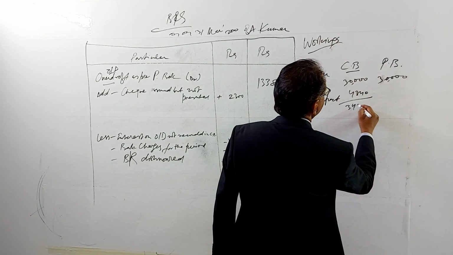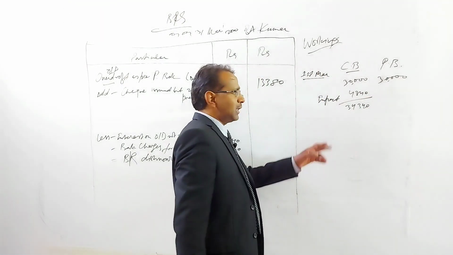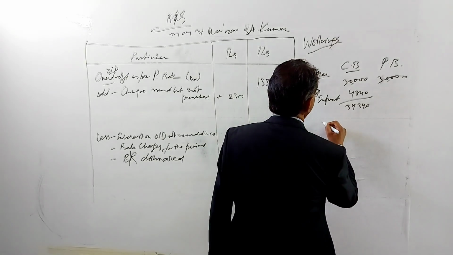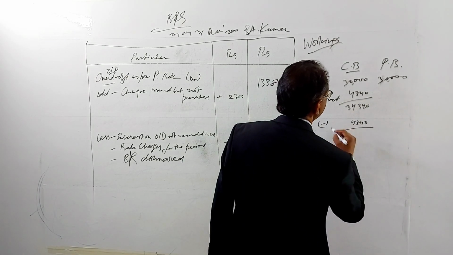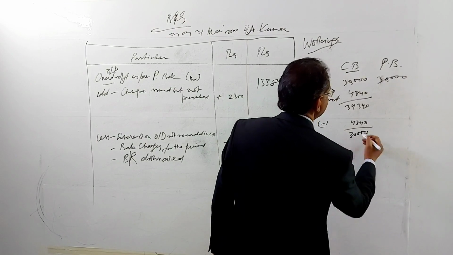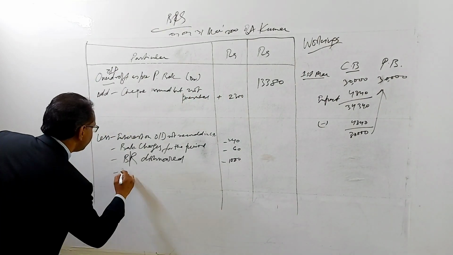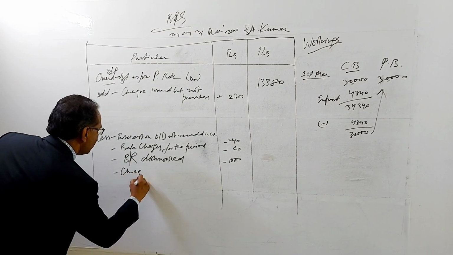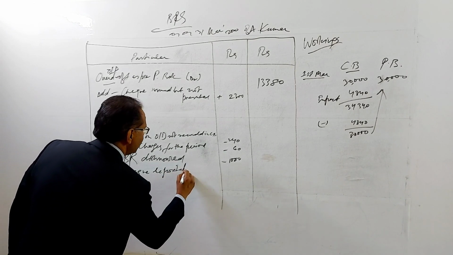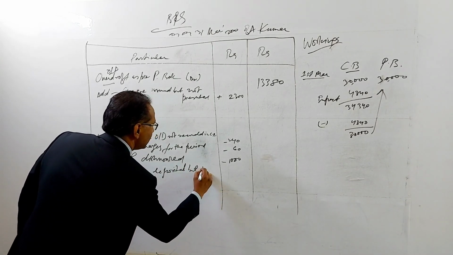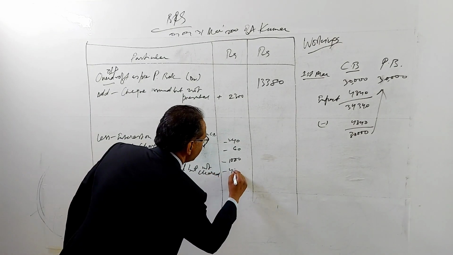So 34,340. But we have to match with the cash passbook. We have to match with the passbook. We will reduce it. 4340. It is again 30,000. Right now it's matching here. So less. Check deposited but not cleared. Right.